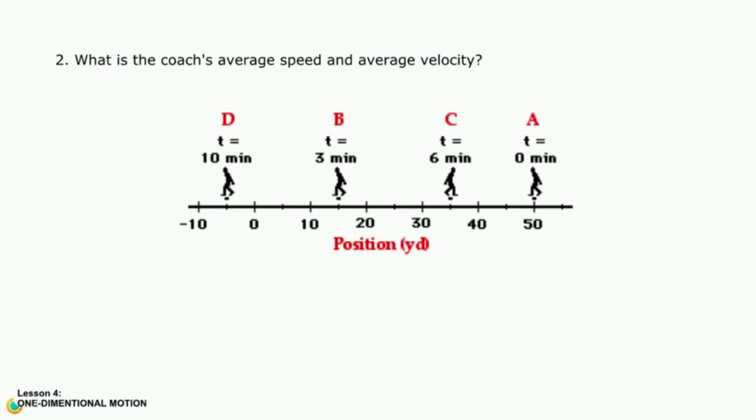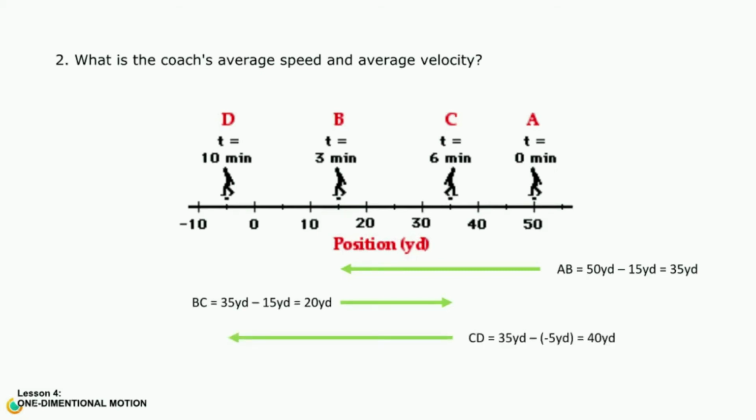For problem number 2, look at the figure carefully. To get AB, we get the difference of 50 and 15, which is 35. To get BC, we get the difference of 35 and 15, which is 20. And for CD, we get the difference of 35 and -5, which is 40. Calculating the total distance, we simply add AB, BC, and CD, and get 95.